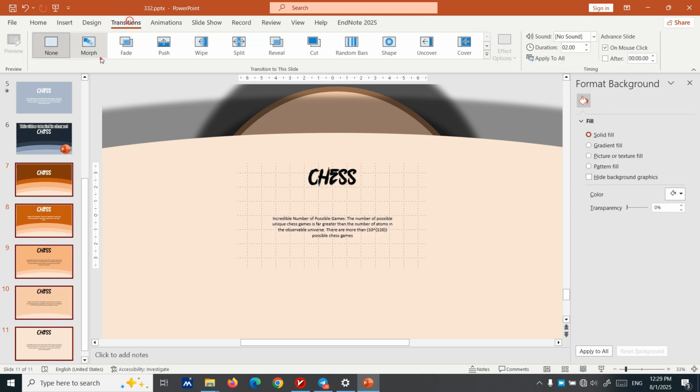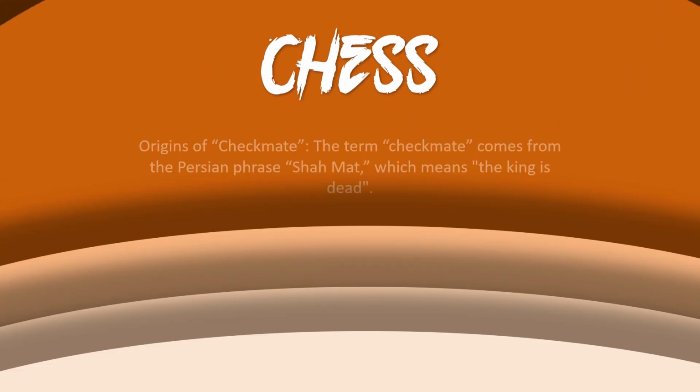Okay, now select all the slides, set the transition to morph. Your slide is ready. I hope you like it.